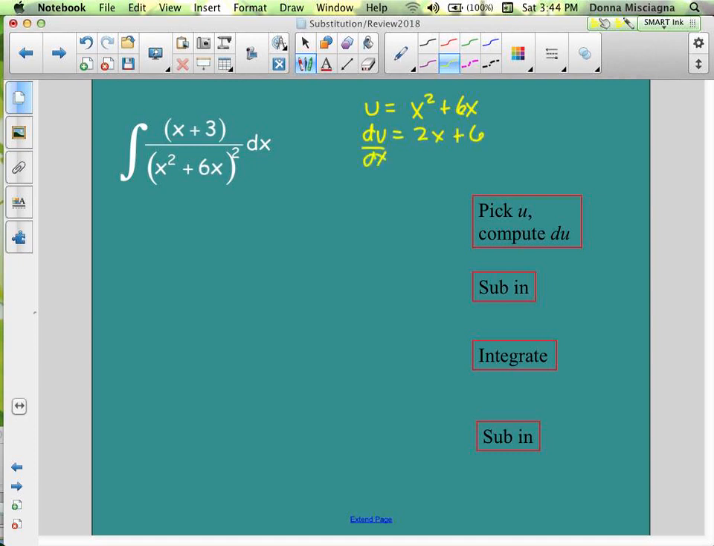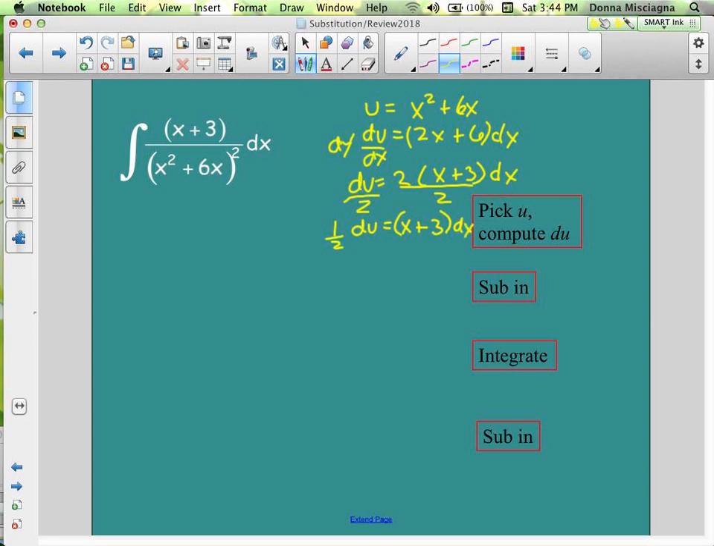All right? Now let's multiply both sides by dx. And then we look and we go, hey, we don't have a 2x plus 6. We have an x plus 3. Well, what if we factor out a 2? If we divide those two terms by 2, we have an x plus 3. All you got to do is divide both sides by 2. So we have a constant that gets canceled out. So 1/2 du will equal x plus 3 dx.